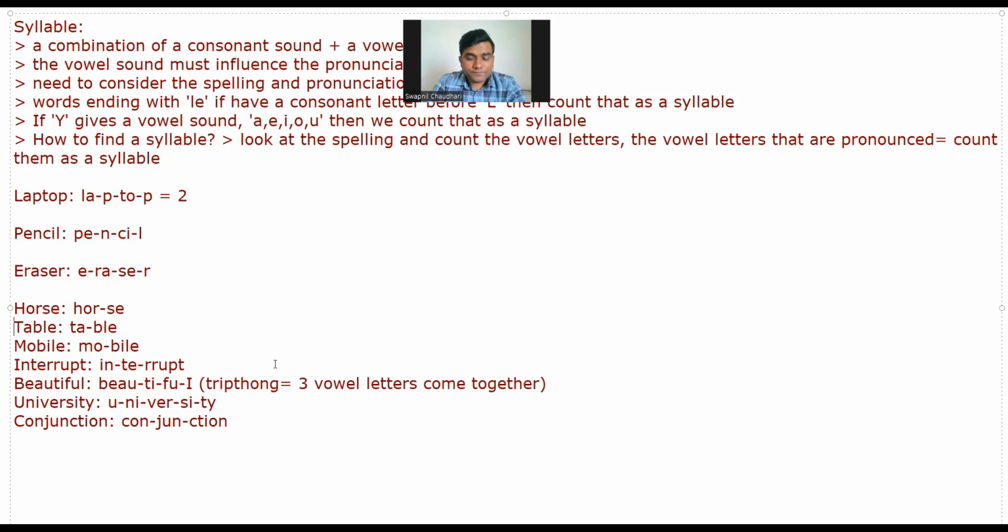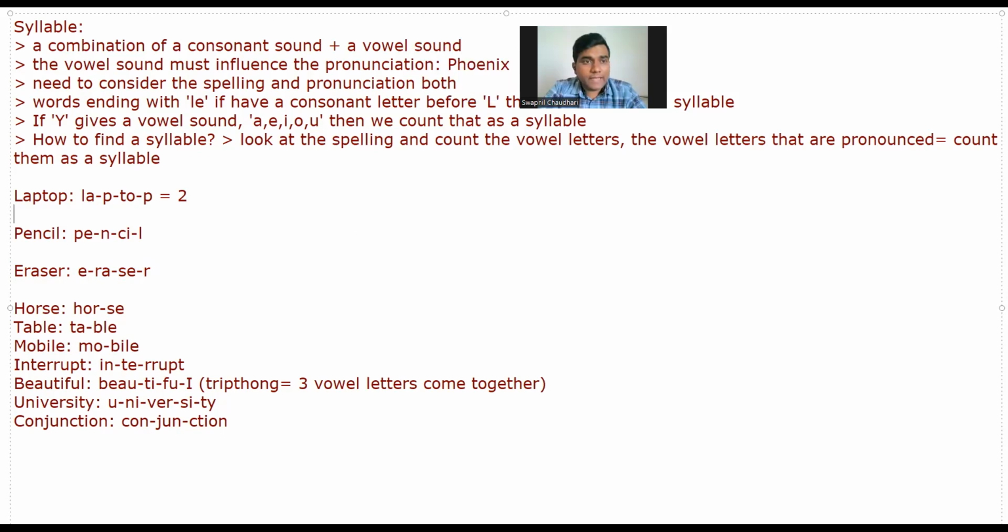Now the next one over here, eraser. So you need to see how many vowel letters there are. First is E, then A, and E again. Now, do we have any silent vowel letters, like in Phoenix? No, right? All the vowel letters in this word are pronounced. So we have E, ray, zer. So that is our rule number 2.